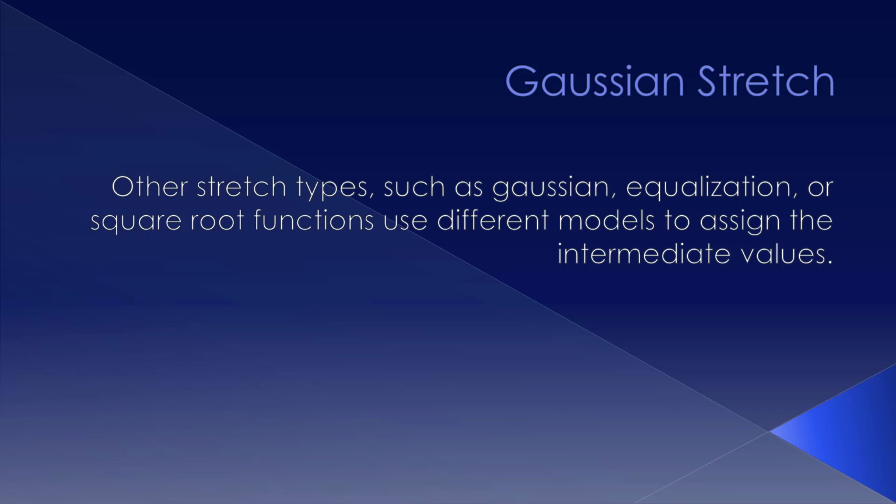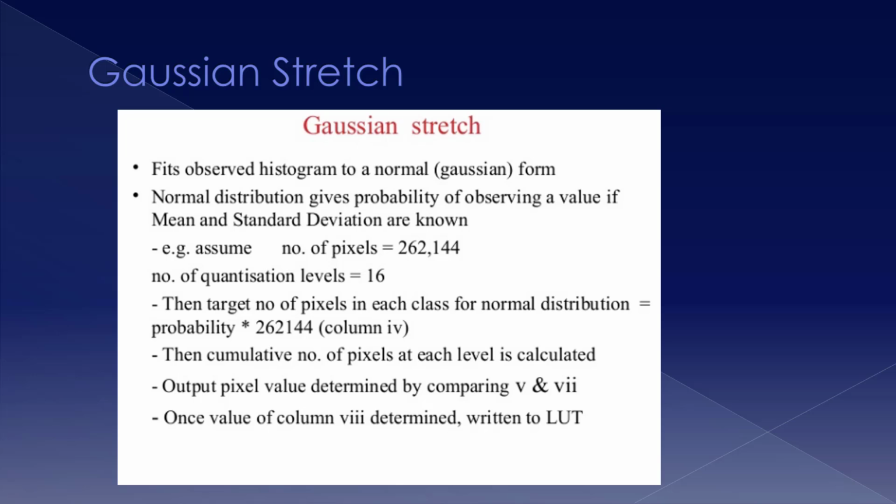There are other types of stretch, such as Gaussian, equalization, or square root functions, and these use different models to assign those intermediate values between 0 and 255.